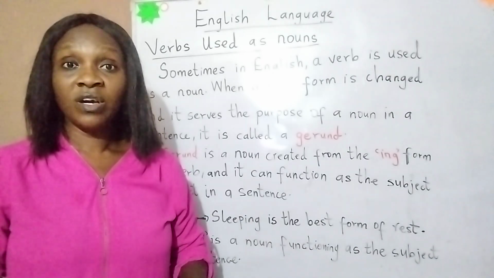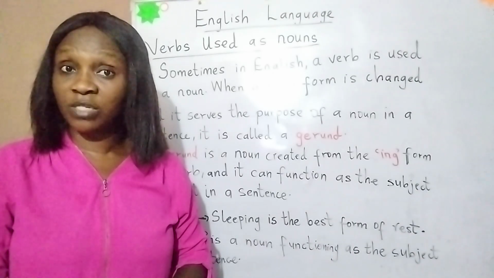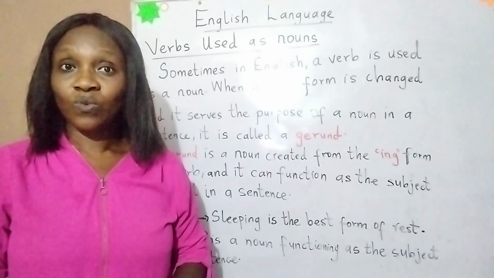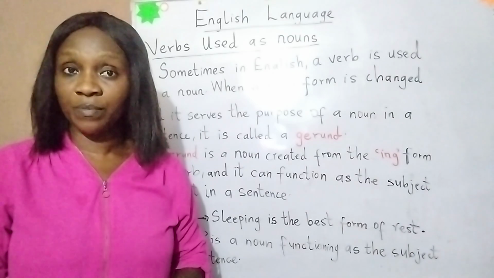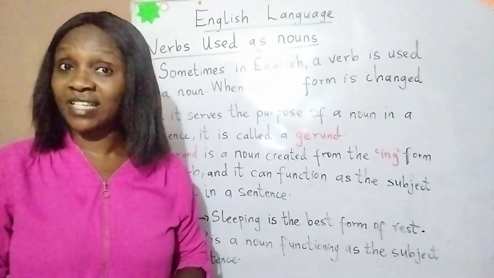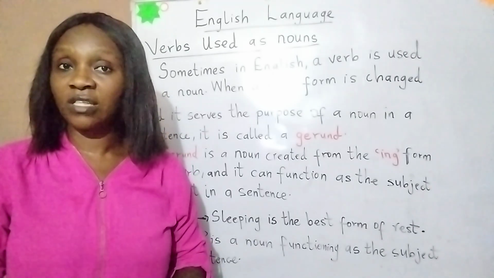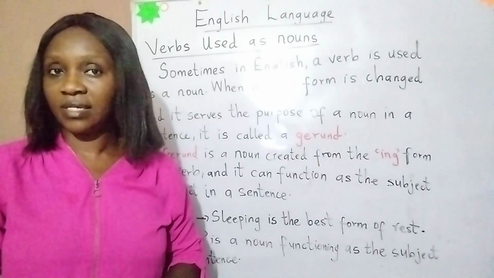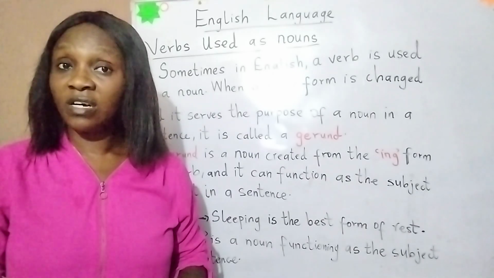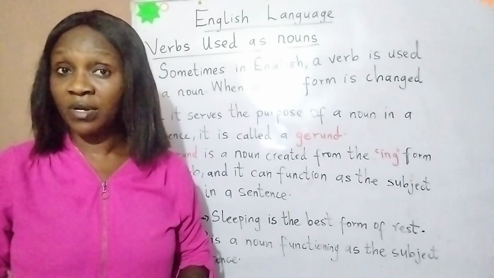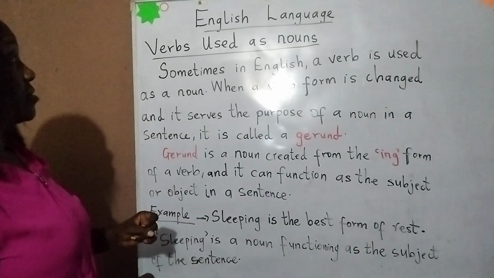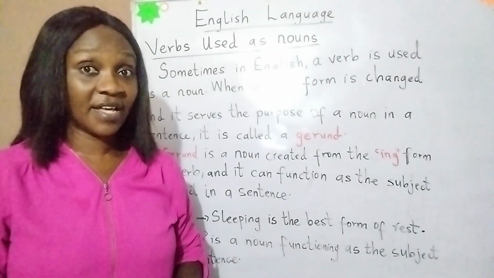Verbs have different functions to perform in a sentence, and sometimes they function as nouns. When a verb takes the ing form and functions as a noun, it can function as the subject or the object in a sentence. We're going to take an example of a sentence showing a verb in the ing form performing the function of a noun. Remember, we're talking about verbs that are used as nouns.